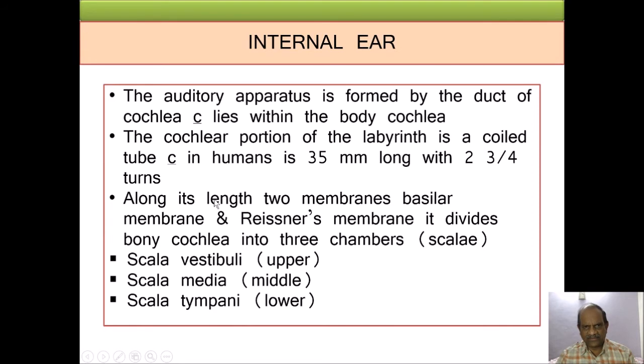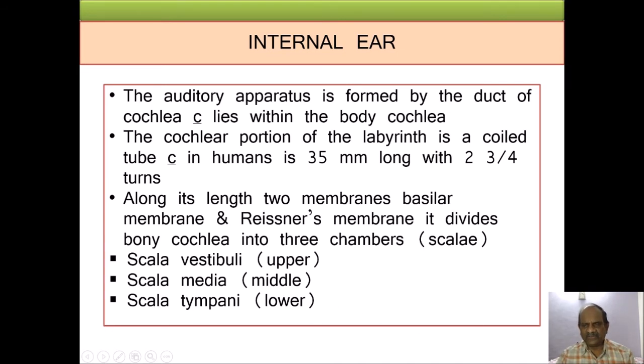Along its length, we find two membranes that we will see in the vertical section. It consists of the basilar membrane and the resonance membrane, which divide this bony cochlea into three chambers or compartments, which we call scalae. The chambers are scala vestibuli, the upper chamber; the middle one, scala media; and scala tympani, the lower chamber.